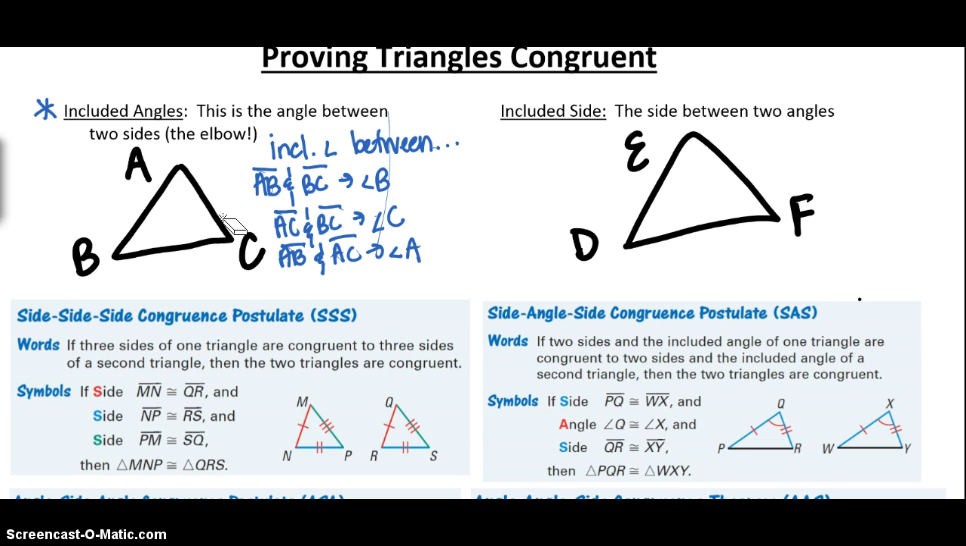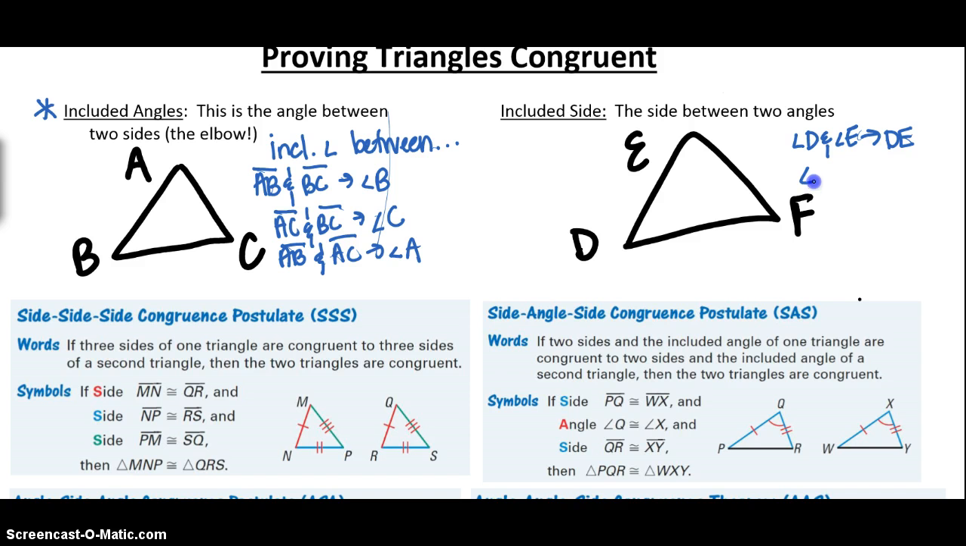So let's talk about included sides. An included side is a side that is between two angles. So if I have angle D and angle E, what would its included side be? Here's angle E and here's angle D. What's the side included between them? Well, it's literally the side that's formed by them, okay? So their included side would be DE, like that.